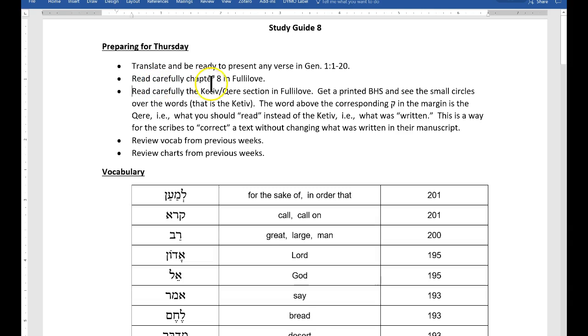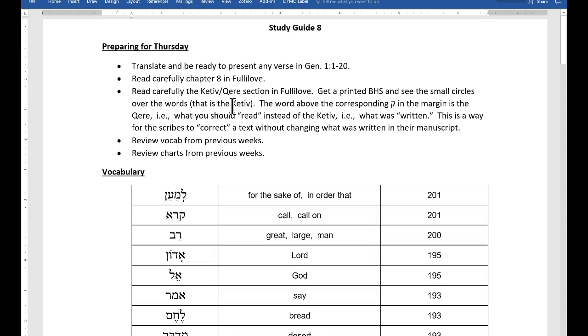Make sure you carefully read through chapter 8 in full in Lowe. Straightforward chapter. On the whole, it's kind of a leftovers chapter: interrogatives, small words. We've looked at some already, but carefully read his note. And carefully read the Ketiv Qere section in full in Lowe.